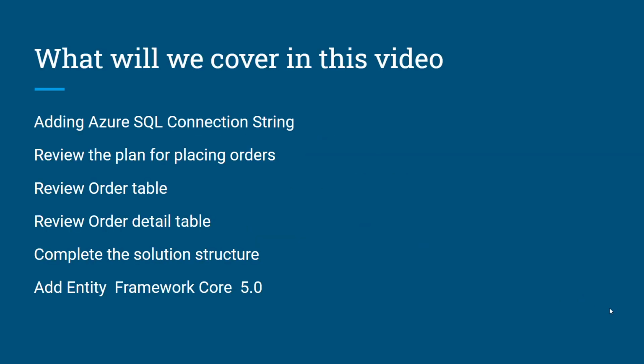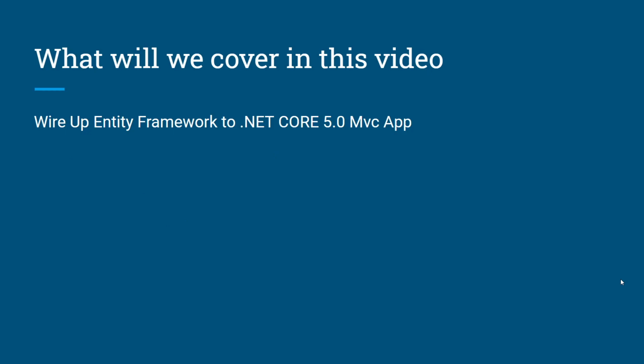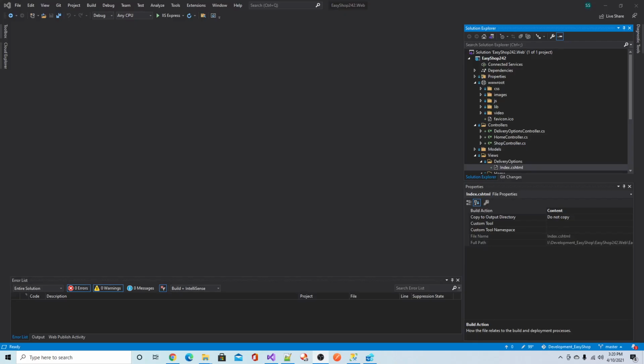We're going to be adding our Azure SQL connection string. We're going to view the plan for placing the order. We're going to review the order tables that I've already created. We're going to review the order detail table. We're going to set up the project, the solution, to a complete solution structure. And we're going to add Entity Framework Core and wire up Entity Framework to the .NET Core 5.0 MVC app that all of this is designated for. So, yeah, that's what's coming up. So let's get into it.